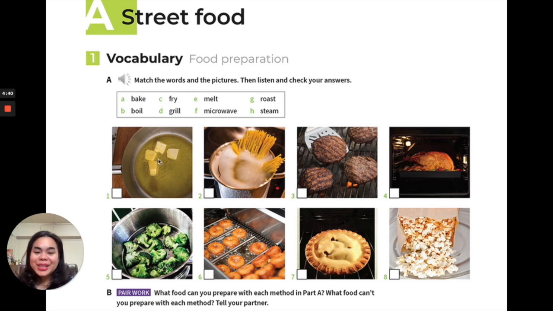See, 1 is actually melt. So when you melt something, it means at first it's a solid thing and then you turn it into a liquid thing. That's how you melt things, okay? And this one, you see, it's butter. What about number 2? What do you think? This looks familiar, right? Spaghetti. How do you cook spaghetti? Well, let's see. 2.